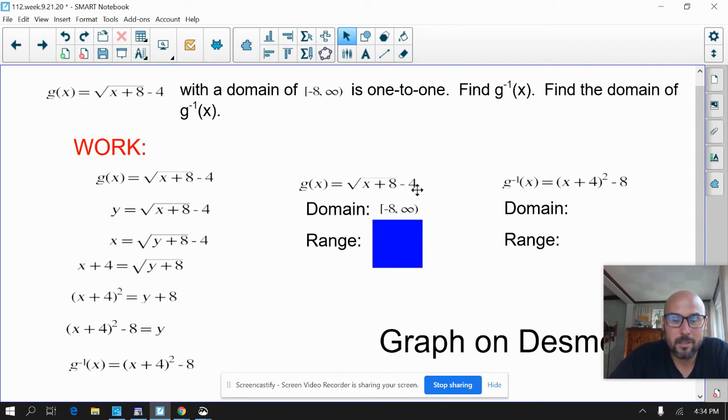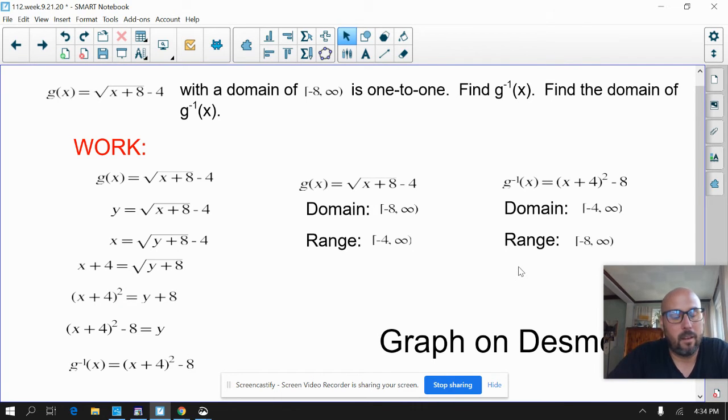But then this -4 shifts everything down 4 units, including the range. So the range was sitting at 0 to infinity, but when you shift everything down 4 units, all the range values go down with it. So now the range is from -4 to infinity. And the range of this function is the domain of the other. And the domain of one function is the range of the other. That always happens with inverse relationships.